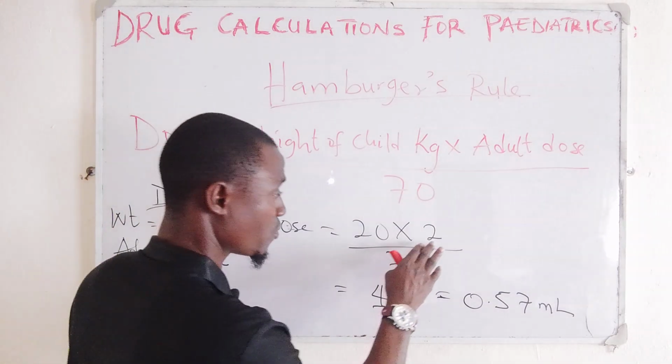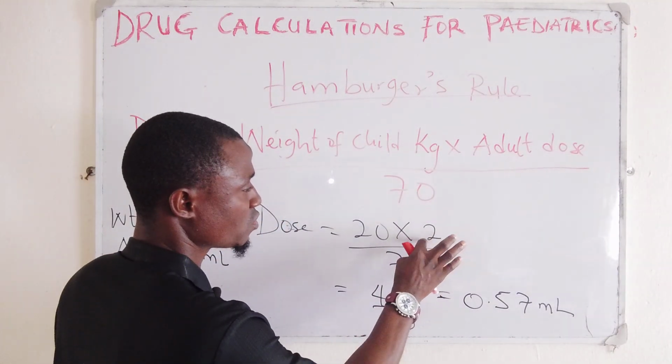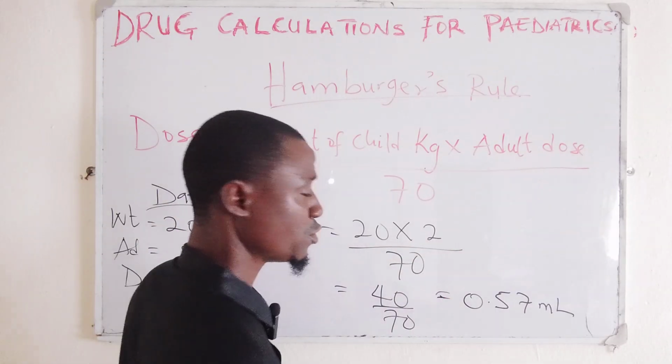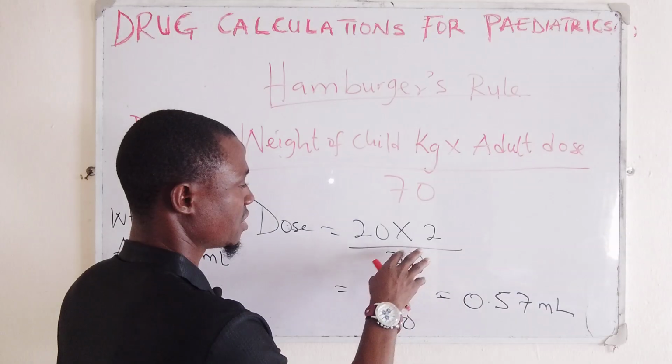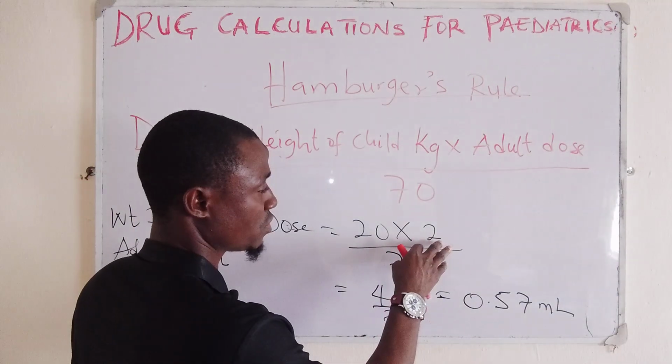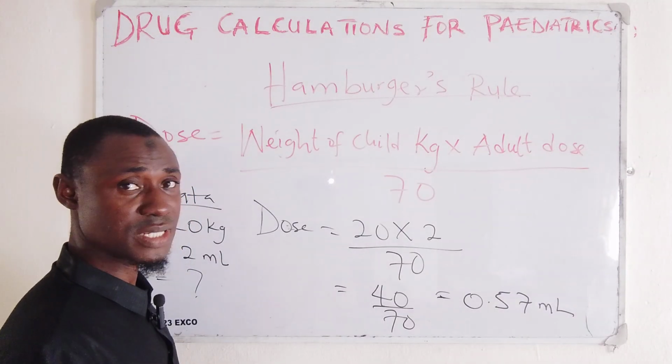As a form of exercise, you can also practice this. Replace these 2 mils with 10, then you can do the calculation. You will see the equivalent of this 10 milligram that I'm going to give will still be in 0.57 mils. I hope it's clear.